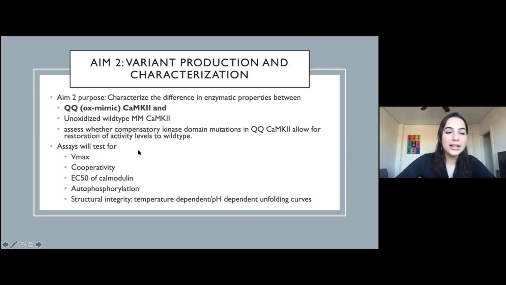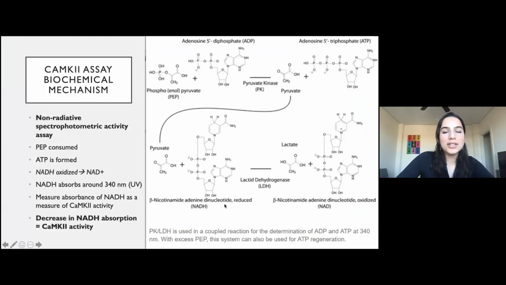So we created a spectrophotometric assay that tested for Vmax, cooperativity, and all of these different parameters for CaMKII activity. So this is just an overview of the mechanism. There's no need to understand everything completely here, just to know that we used a lot of metabolic enzymes and metabolites to create a non-radiative spectrophotometric activity assay.